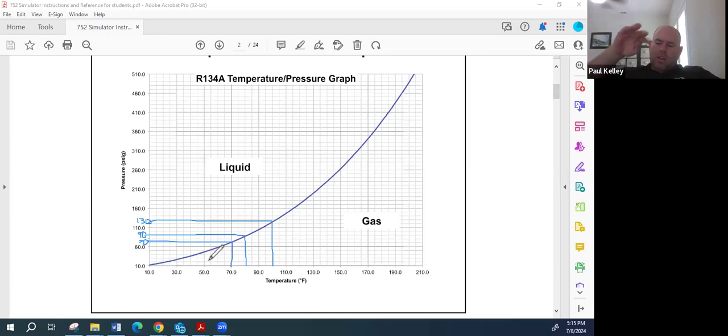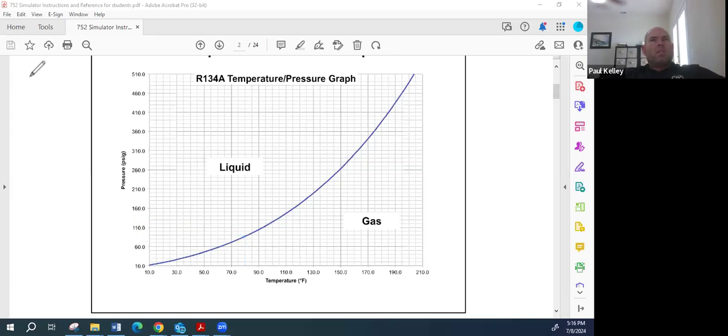This curve is parabolic. It's like an exponential curve. So 70 and 70 is true. But 80 should be a little higher. At 90, it should be even higher. At 100, it should be even higher than 100 PSI. Makes sense? So that was the first thing we wanted to reference.